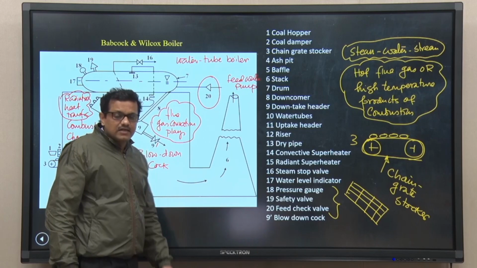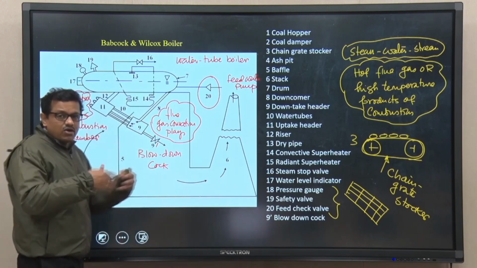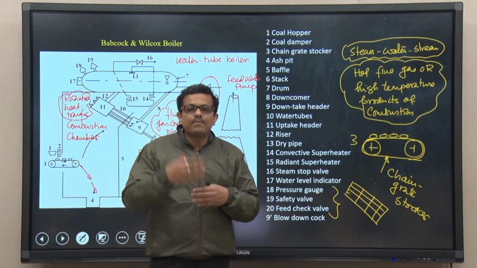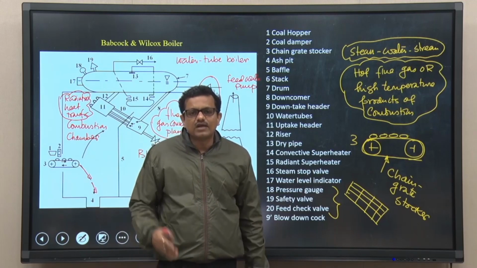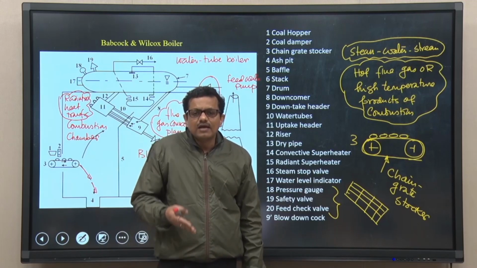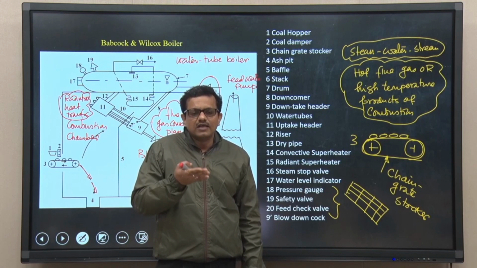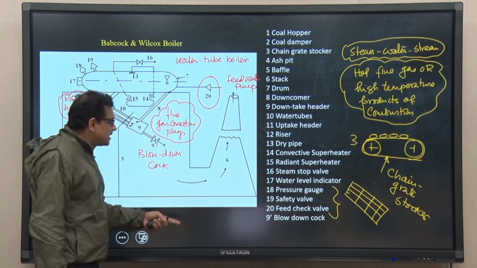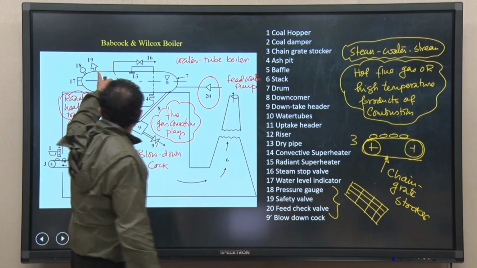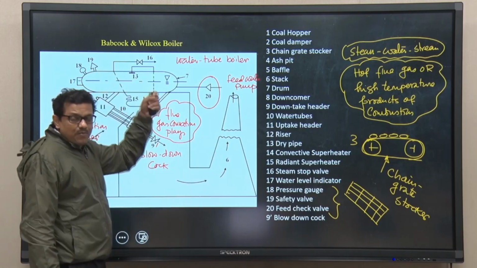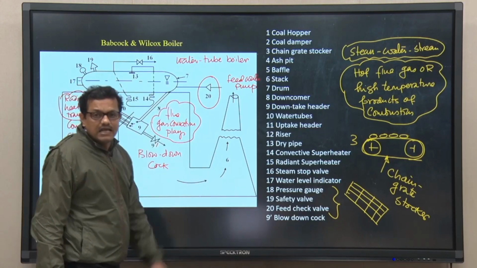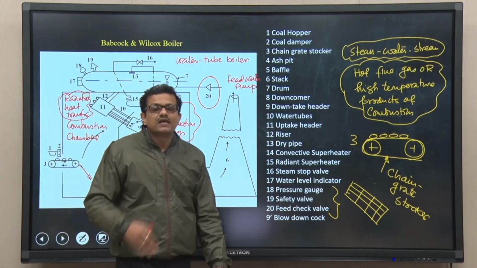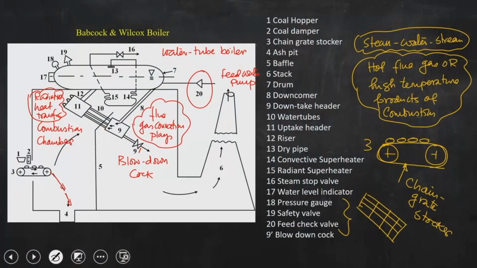8 is the pressure gauge. We definitely need to measure pressure, always, for the safety of the boiler: what is the pressure inside the boiler, and whether it is increasing or not. If pressure increases drastically, there must be a provision, some safety valve. By opening this safety valve, pressure should be released, otherwise it may start breaking the entire system. That is why this safety valve is there.